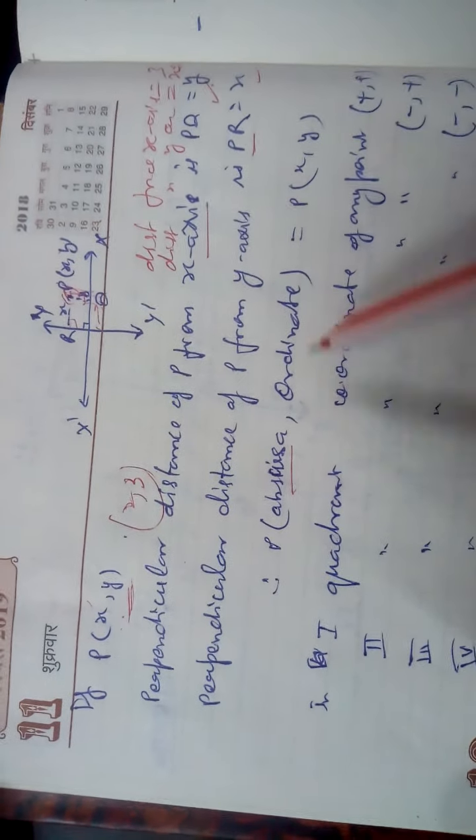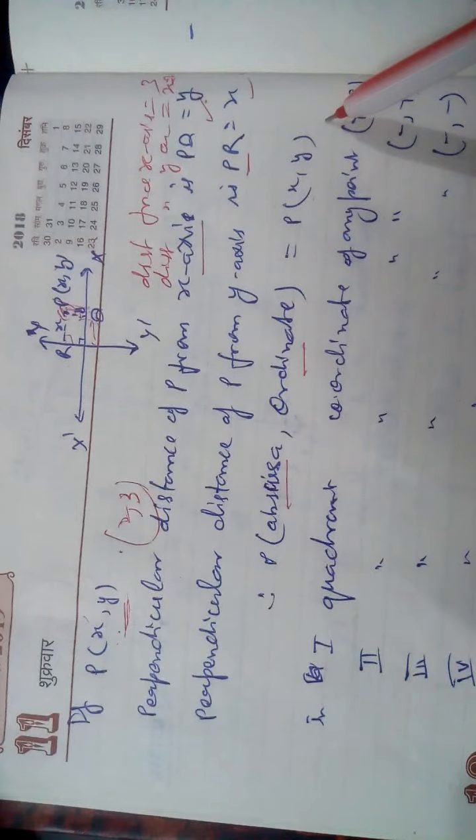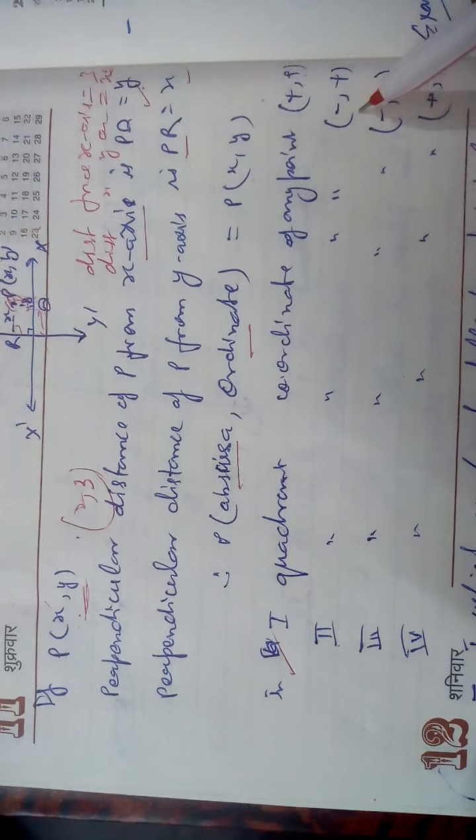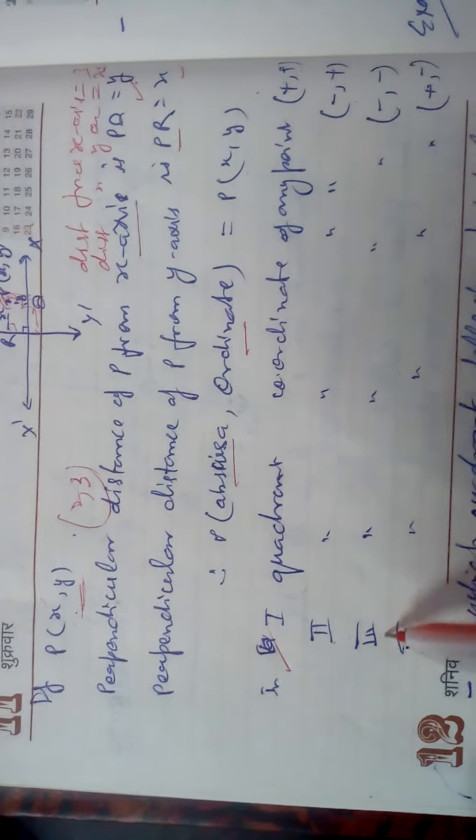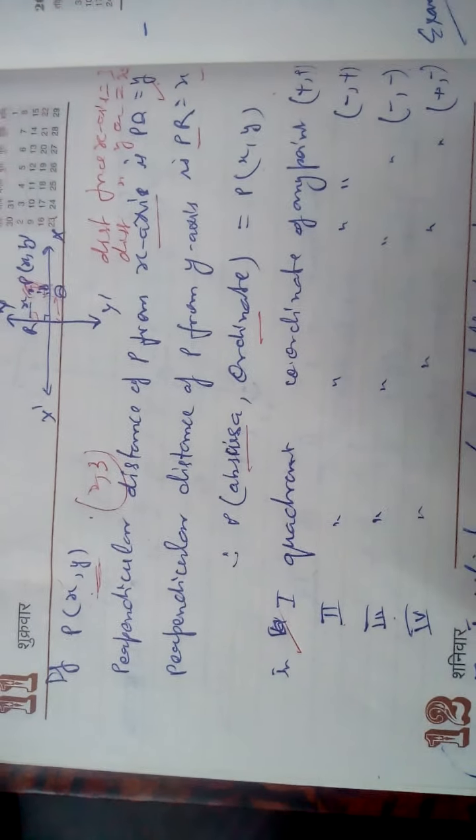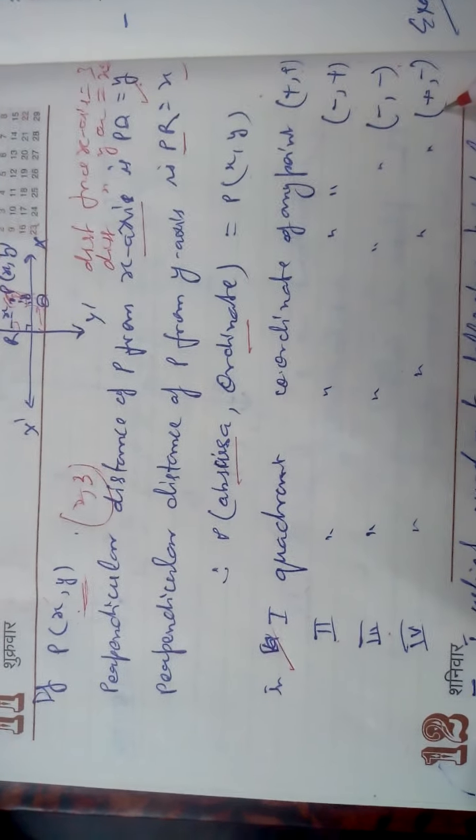Okay. So the coordinate of P is abscissa comma ordinate, x comma y. Now in the first quadrant both are positive. In the second quadrant it is minus, plus; you remember it. Third quadrant minus, minus; fourth quadrant plus, minus.